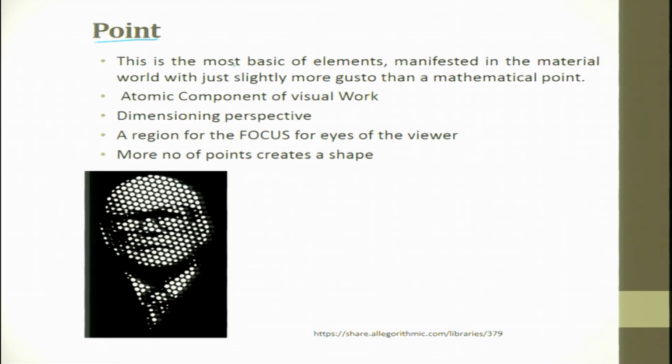Okay. This is the most basic of elements manifested in the material world with just slightly more gusto than the mathematical point. Atomic components of the visual work is the points. It is dimensioning also, it is perspective. A region for the focus from eye to the viewer, it is taken. More number of points creates a shape. So, that is what it is.